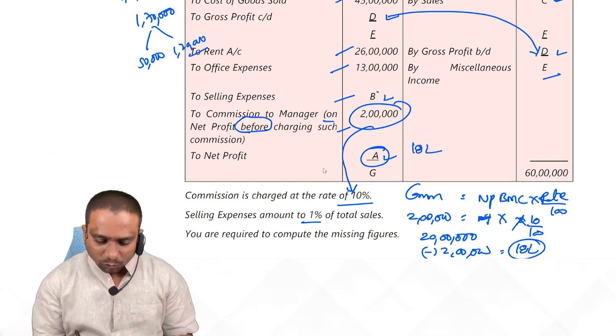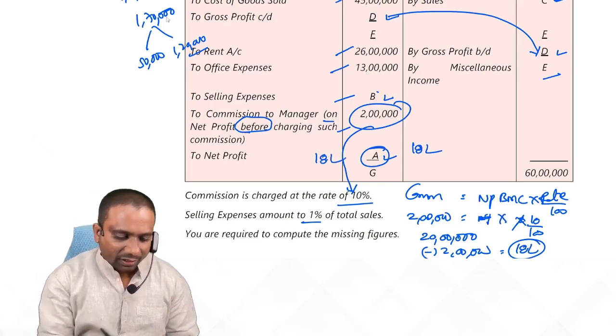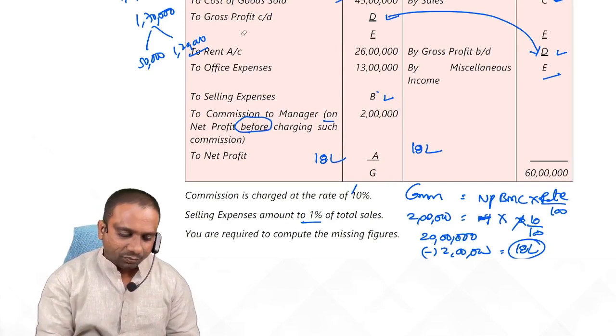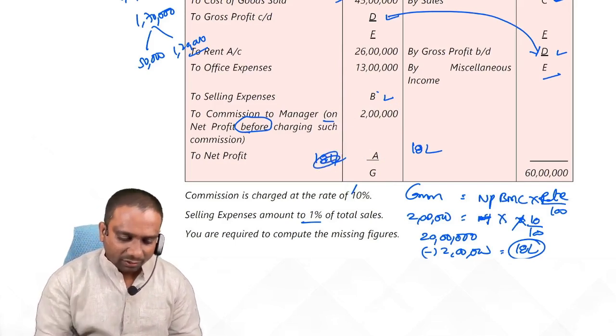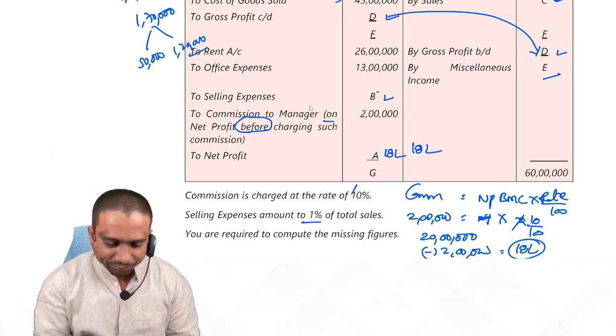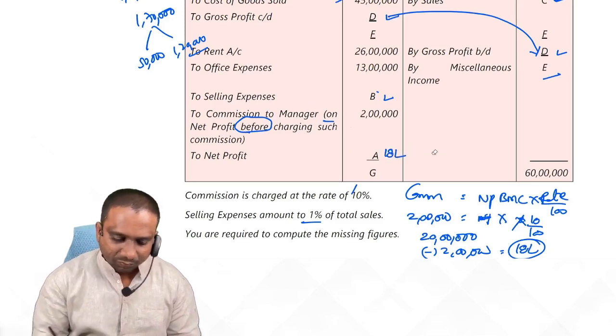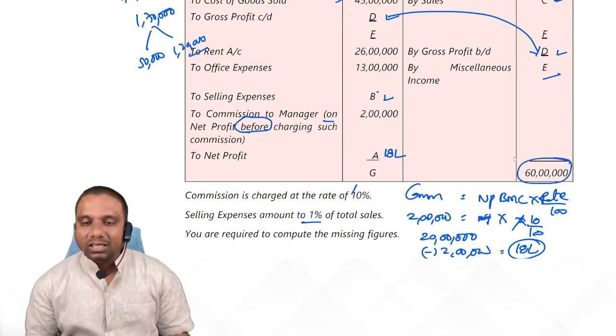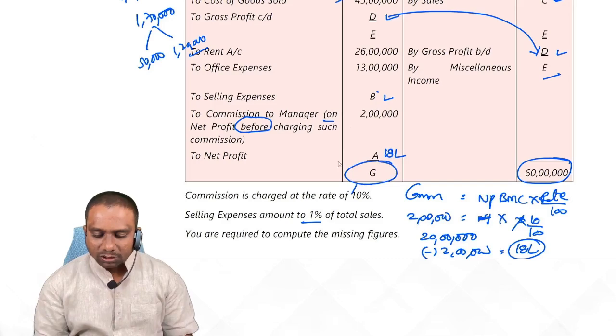Okay, now look at. So, here I am writing 18 lakh in the place of A. Is it clear, students? Now, if you observe, credit side total is given. Credit side total and debit side total both are equal.